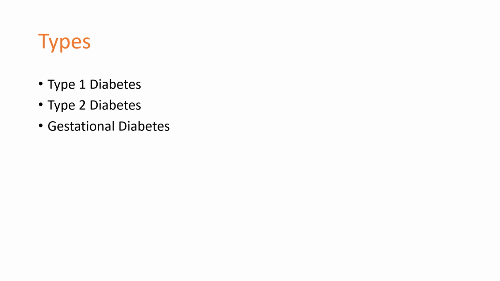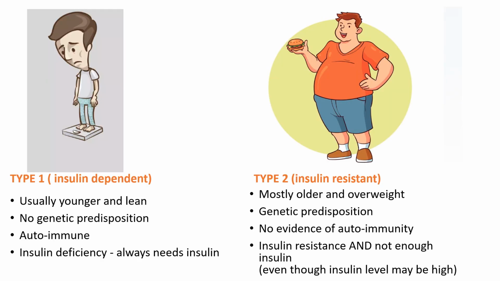There are three main types of diabetes: type 1 diabetes, type 2 diabetes, and gestational diabetes. And we will discuss them one by one. Now we will see some basic differences between type 1 and type 2 diabetes. Type 1 diabetes is insulin dependent, and in type 2 diabetes there is insulin resistance. So in type 1 diabetes, the patient will be, as you can see in this picture, younger and lean, and no genetic predisposition evidence is present for type 1 diabetes. And type 1 diabetes is autoimmune. Insulin deficiency is present in this disease, so the patient will always be needing insulin.